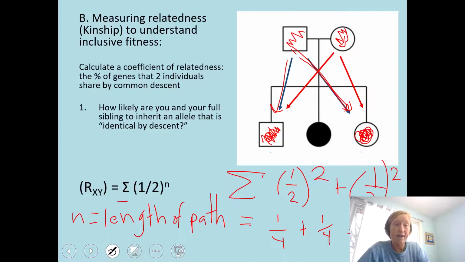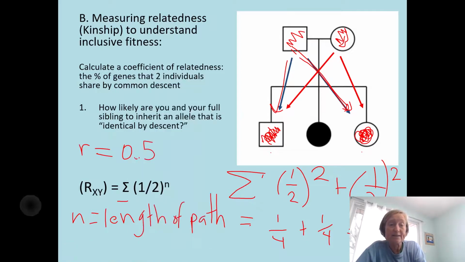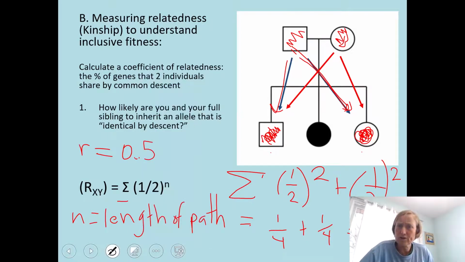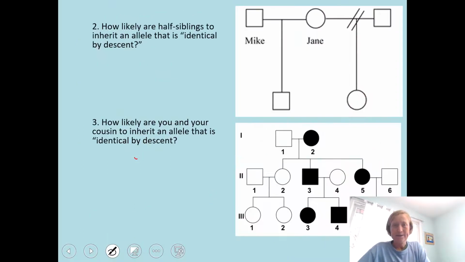Big R equals 1/2. Or you could say the coefficient of relatedness is equal to 0.5, right? On average, we share 50% of our genes, and you probably knew this, with our full siblings. We get, on average, 1/4 of those genes from our dad and 1/4 from our mom, all right? So we are about 50% related to our siblings. That's a pretty high R value.